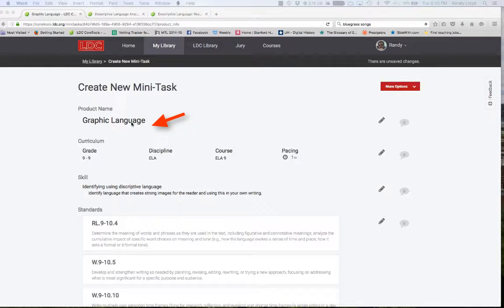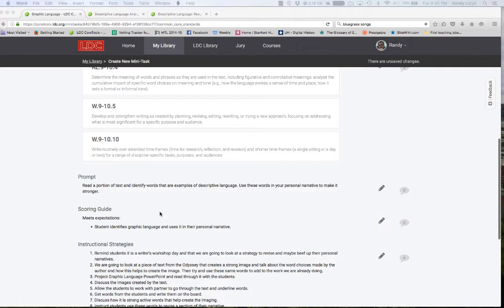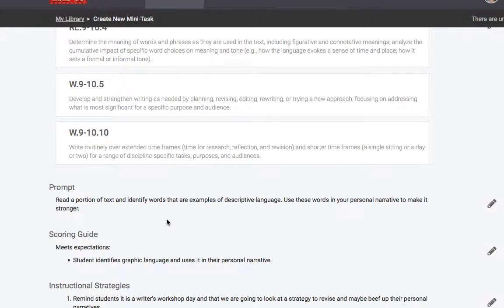I had the prompt pretty well figured out because I knew what I was asking my students to do, and then I had my scoring. I wanted the students to identify the graphic language and then use that in their personal narrative, and so I pretty much copied that from my old lesson into the new one.